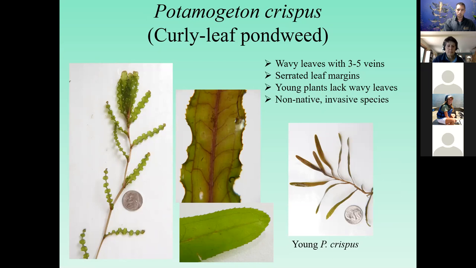It is a non-native species that is invasive, and the vein count in this one is 3 to 5. And in the bottom photo, or either of those photos, you can see 3 veins on the lower photo and 5 veins on the upper photo.